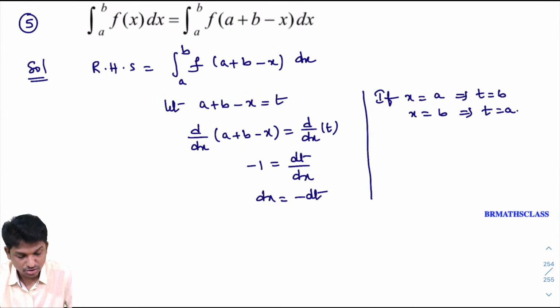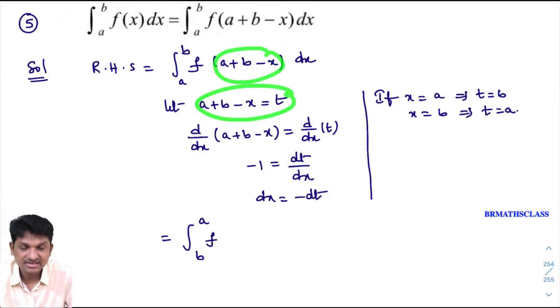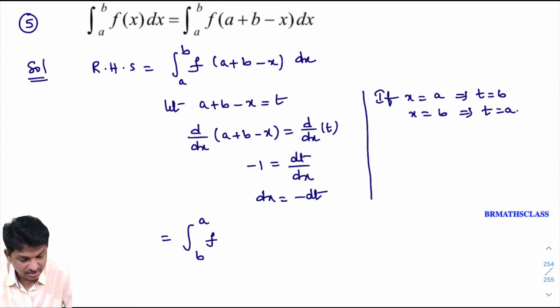Okay, substitute. What you will get? First point, limits change: a to b changes to b to a. I'll write here limits are b to a. f of, look here, a plus b minus x, we took it as t. So in place of a plus b minus x, I'll write t, into dx. What is dx?